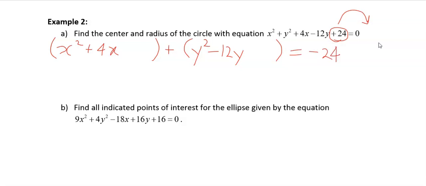Okay, so far so good. We've got everything set up. Now, let's look at each individual set of brackets. Let's complete the square. And remember how we do that.